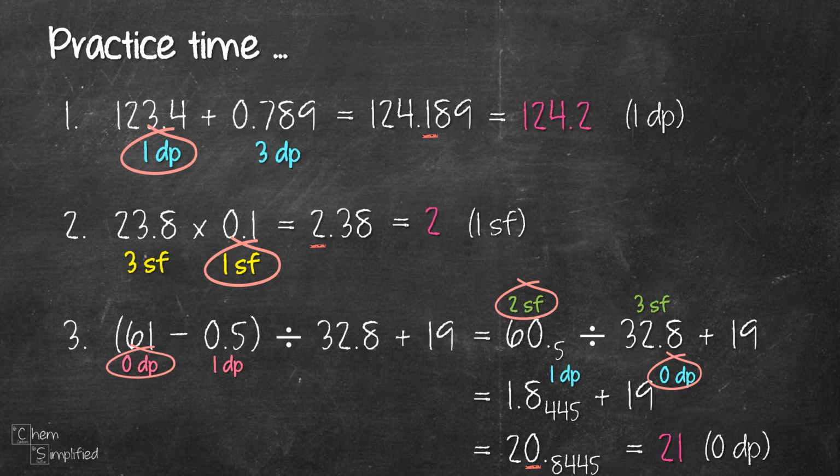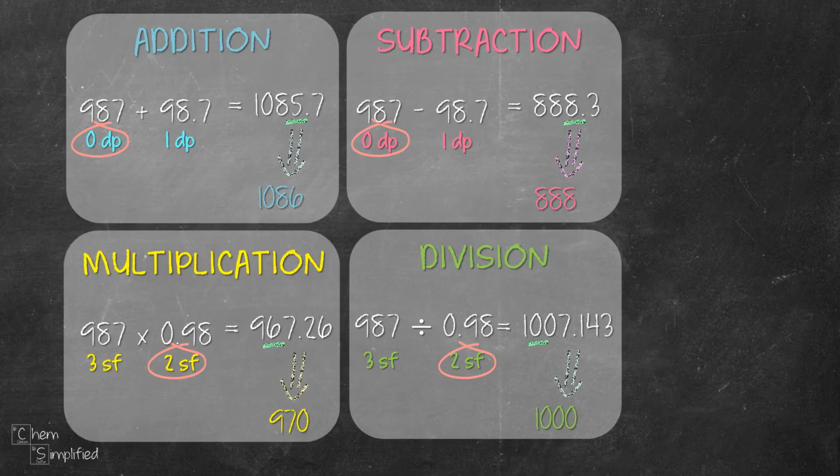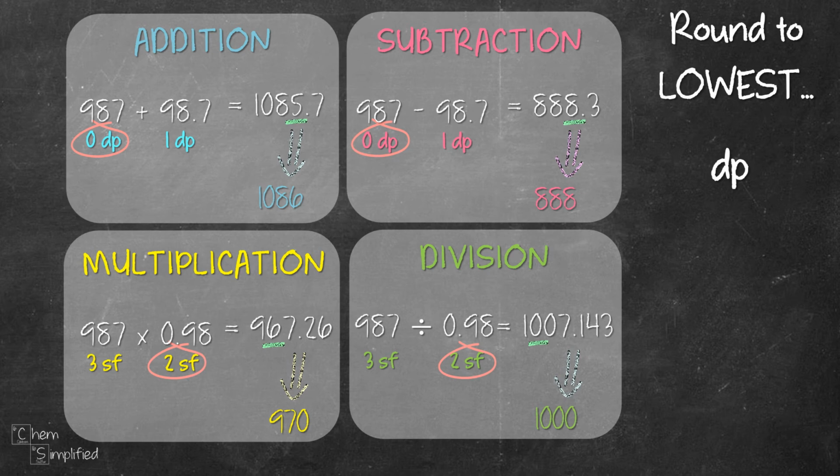How did you do? Did you get them all right? To recap, when adding or subtracting, we round off following the lowest decimal place. When multiplying or dividing, we round off following the lowest significant figure. In the event that we have multiple operations, just follow the order of operations, like PEMDAS.